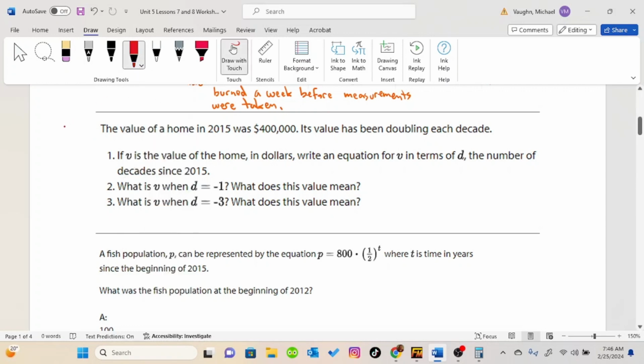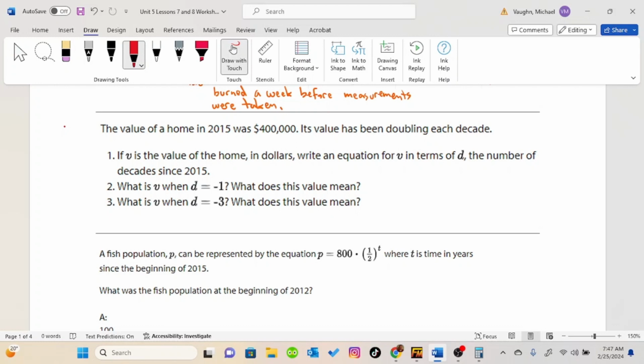The value of a home in 2015 was $400,000. Its value has been doubling each decade. If V is the value of the home in dollars, write an equation for V in terms of D, the number of decades since 2015. So what they want us to do is write the function notation equation that represents this situation.